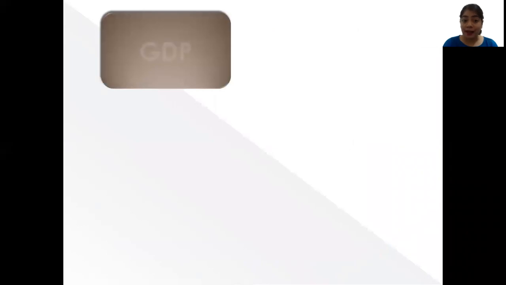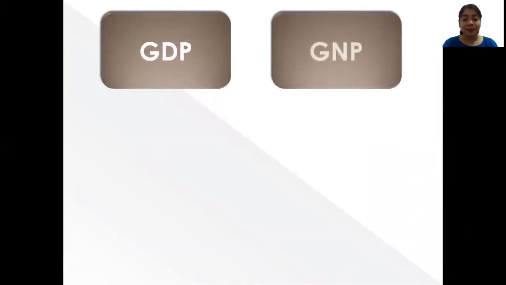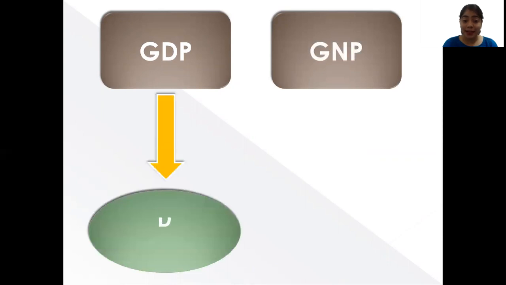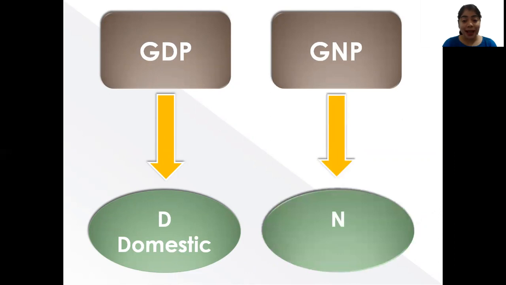Let me tell you the basic difference between GDP and GNP. As you see, a letter D as domestic in GDP and N as national in GNP are different. To get a clear picture, first it is required to be familiar with these two letters. We start with the first letter D as domestic. The domestic is defined as something which is related to the home country where one was born and lives permanently.